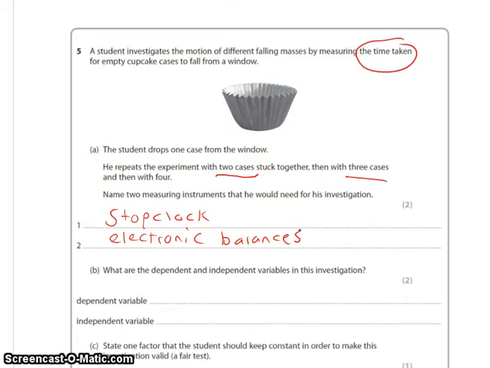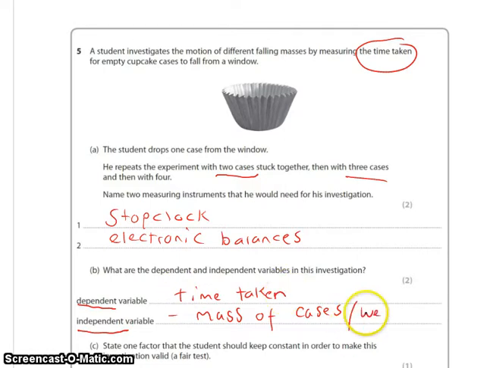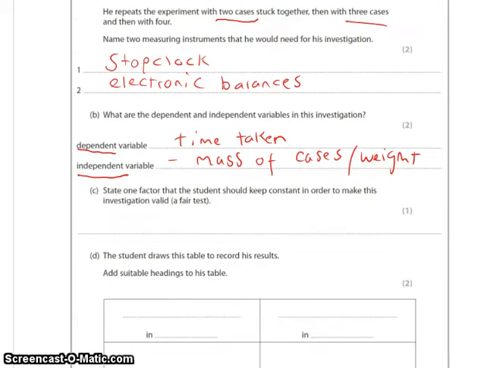Now remember, the independent variable is what we're going to change. So in this case, we're looking for the mass of the cases, the combined mass, 1 case, 2 cases, 3 cases. The dependent variable is what we measure, and we're going to be measuring the time taken. Alternatively, instead of mass, we could say the weight, or we could have written just the number of cases there.